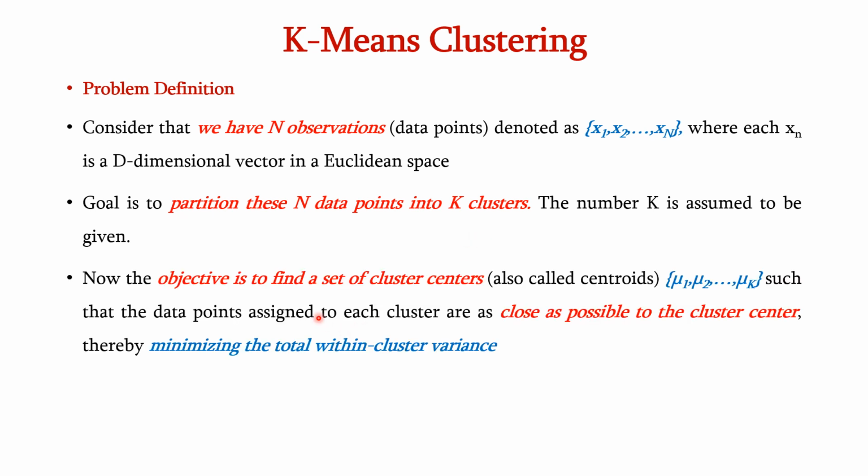Now, the objective is to find a set of cluster centers, also called centroids, represented as mu1 to mu k, such that the data points assigned to each cluster are as close as possible to the cluster center, which thereby minimizes the total within-cluster variance. Within-cluster variance means we have to minimize the distance between the points which lie inside the cluster.